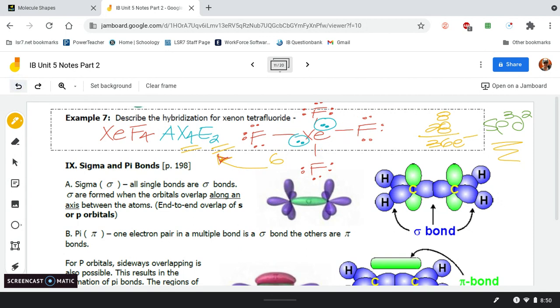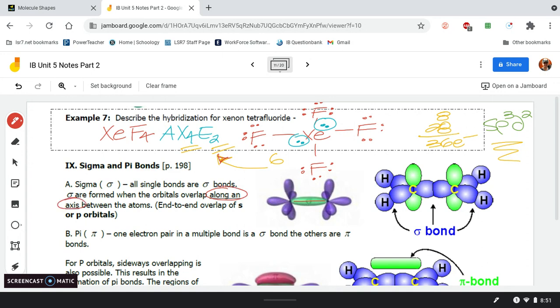Now, the sigma bond gets the best spot. The best spot to attach two atoms to each other is right down the middle. So right down the middle, that primary attachment is the best one. So where's a sigma bond? It is along an axis, which is right down the middle.